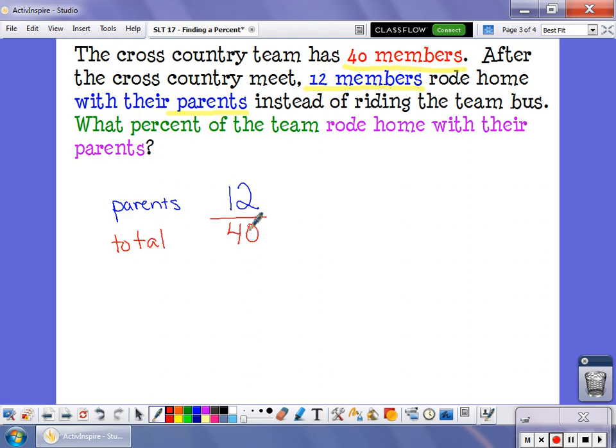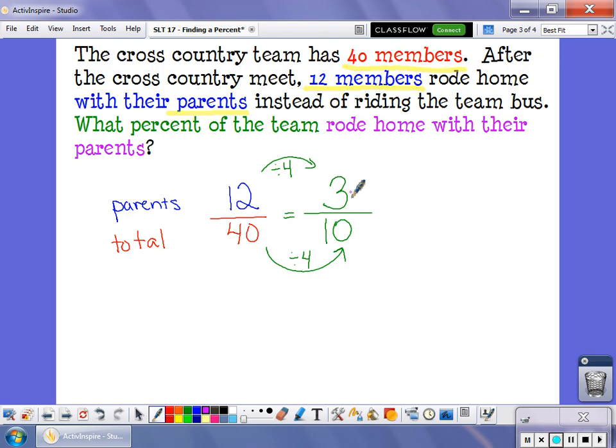Now I can't find a number to easily multiply and get a denominator of 100. 40 times something to give me 100, it's going to end up being like a decimal. It's not going to be a whole number. But I want to do this in a way that's going to be easy for me. So I'm going to think about what I know about 12 and 40. And in my head, I think, okay, both of these numbers can be divided by 4. Now you might be thinking, why would you do that? Well, 40 divided by 4 gives me a denominator of 10. And 12 divided by 4 would give me a numerator of 3.